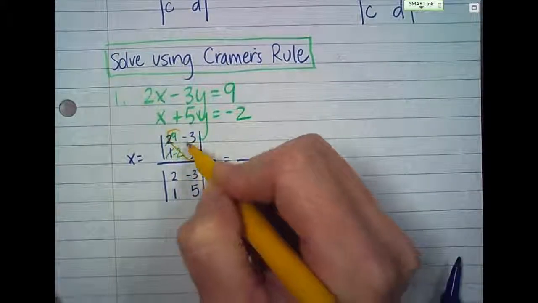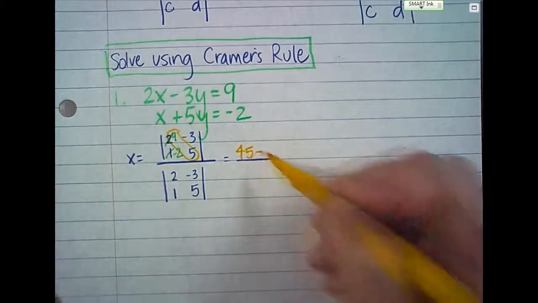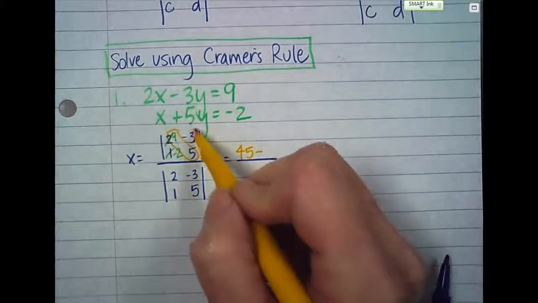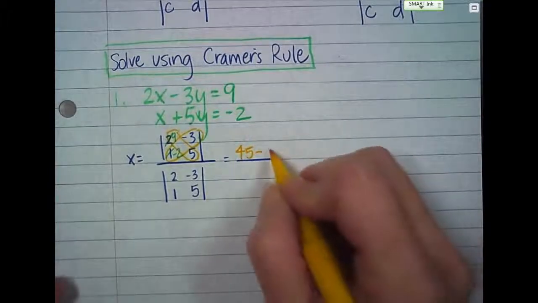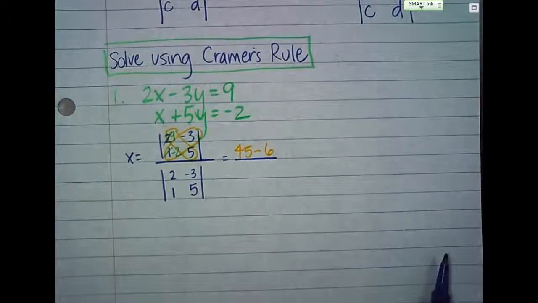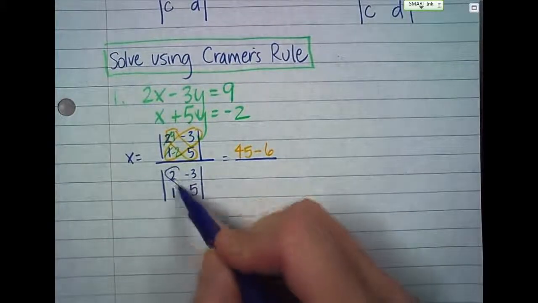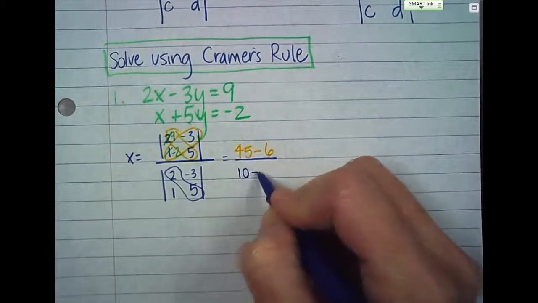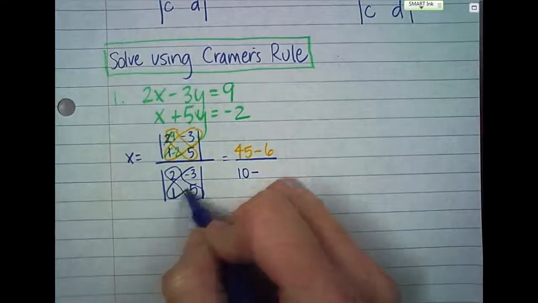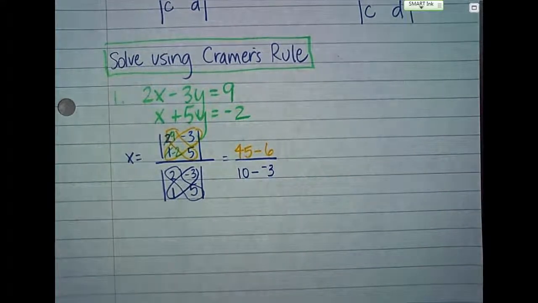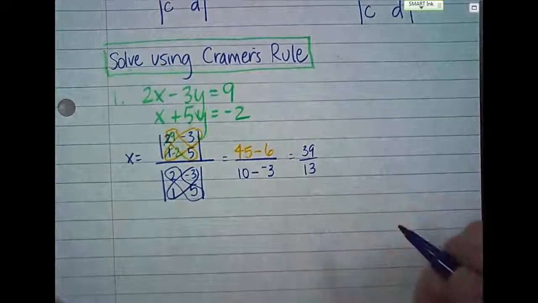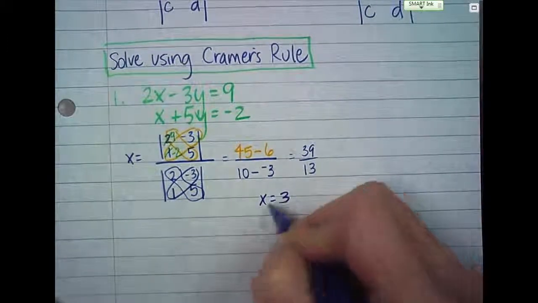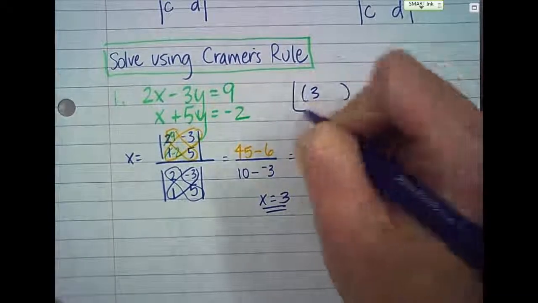9 times 5 is 45, minus whatever you get going the other way. Be careful. Negative 3 times negative 2 is positive 6. So 45 minus 6. Now go to the denominator. 2 times 5 is 10. So you have 10 minus negative 3 times 1 is negative 3. But 2 negatives turn positive, so watch your math there. You get 39 over 13. So x is 39 divided by 13, which is 3. You've just found the first half of your answer.